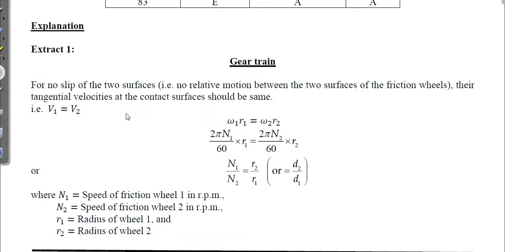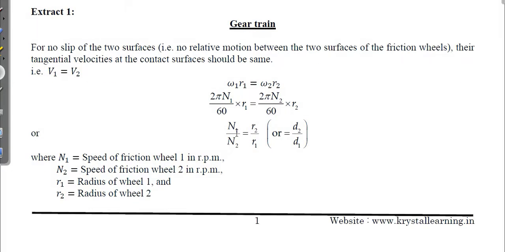To calculate that gear ratio, gears are made from friction wheels that are rotating. For no slip of two surfaces, there won't be any relative motion, and the tangential velocity of the gears will be the same. Suppose these are two rollers, they are mating, not intersecting, they are just mating. So at the contact surface, the tangential velocity will be the same, v1 equal to v2, that is r1 omega 1 equal to r2 omega 2. You can just revise some theory, because I am not here to teach the theory, I am just here to discuss that confusing point.